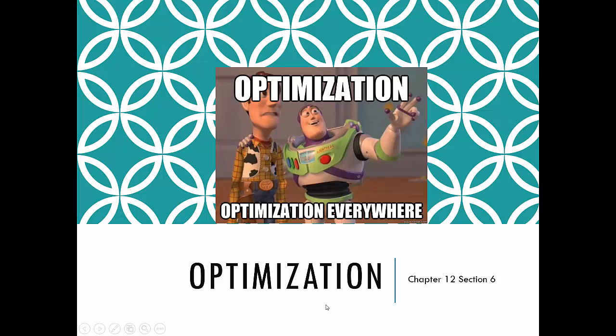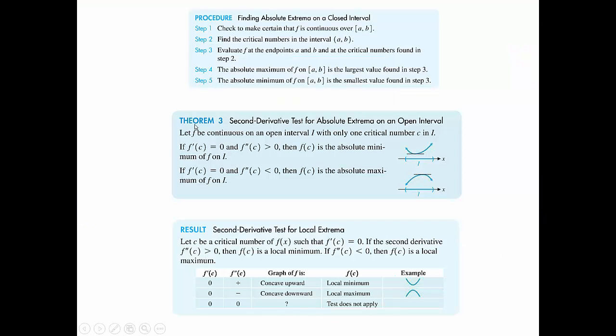Let's look at optimization. Just a reminder of how you find the absolute max or min on a closed interval: first you make sure your function is continuous on that interval, find the critical points within the interval, then evaluate the endpoints and the critical points. The largest is the max and the smallest is the min.